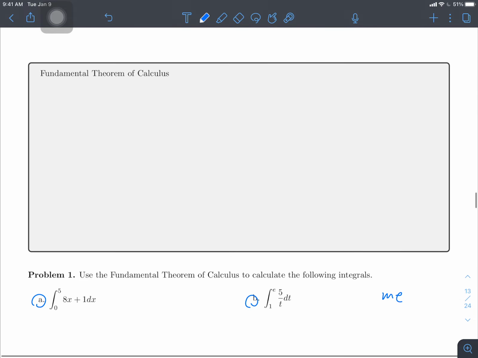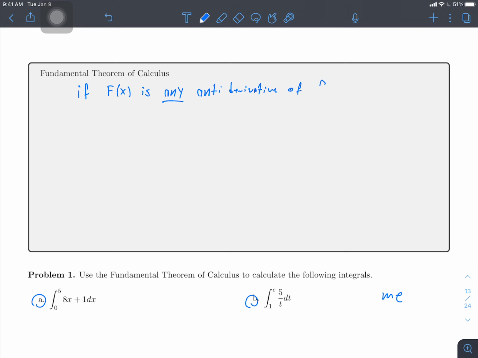So here's how we're going to restate this. If capital F of x is any antiderivative of little f of x, then the integral from a to b, so this is a definite integral, we're going to get a number, of f of x dx is equal to capital F of b minus capital F of a.